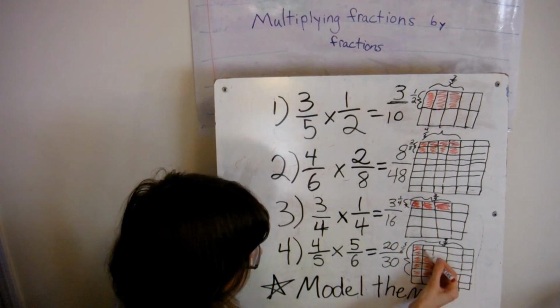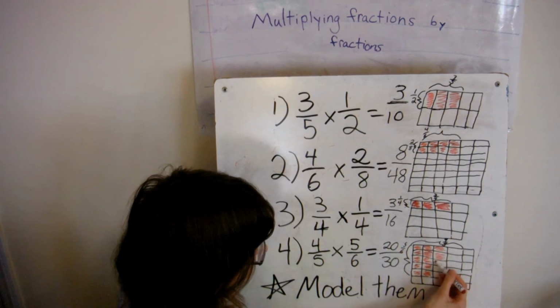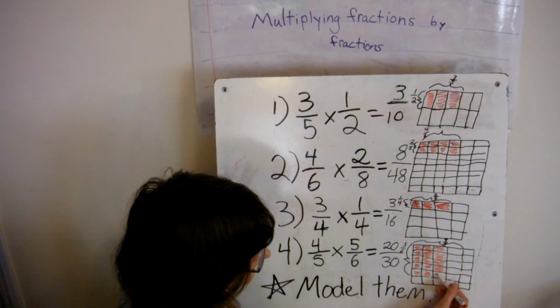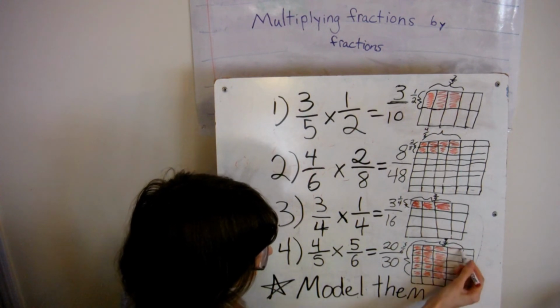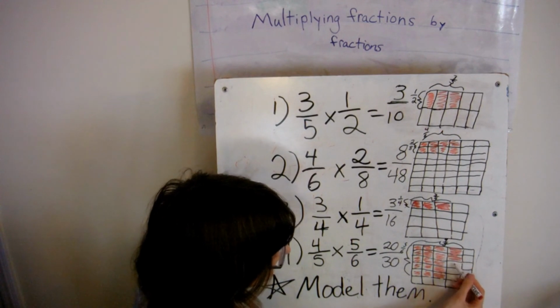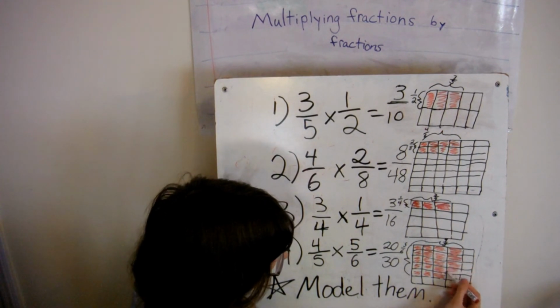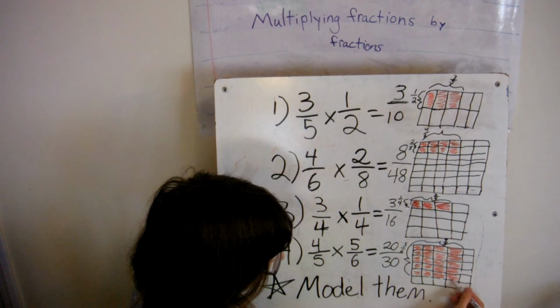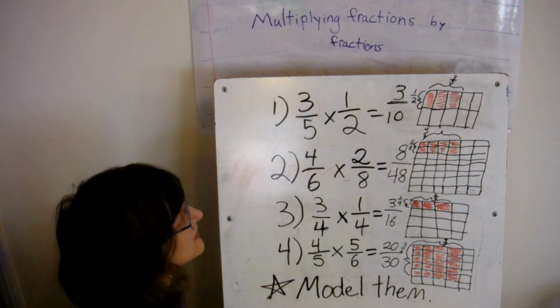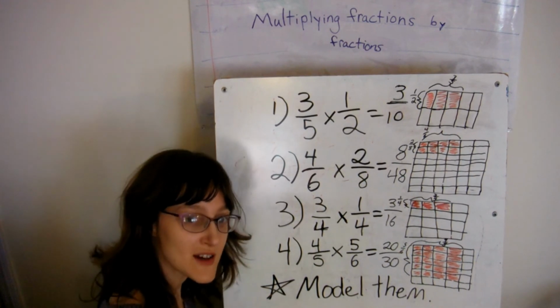Remember when you're shading to be as accurate as possible, right? We still want to see how many pieces there are total. You don't want to cover up your lines or make it so dark you can't see them. You want your shading to not run over the squares, right? Otherwise, it'll be a little confusing when someone else looks at your work. So make it as accurate as possible. So there we have it. A review of multiplying fractions by fractions.